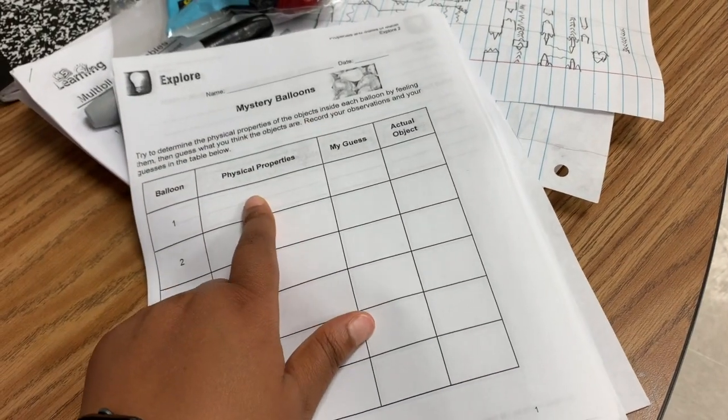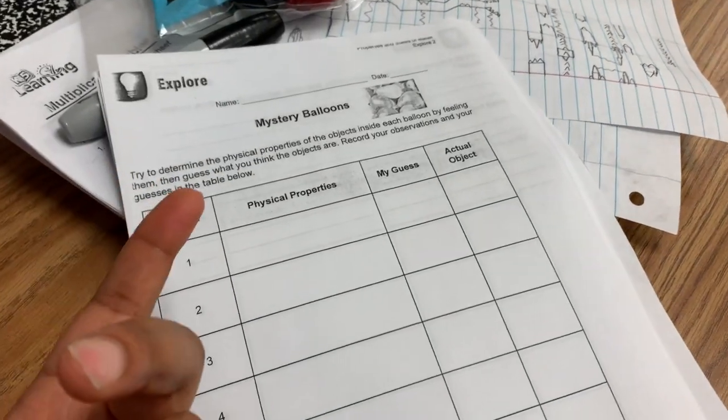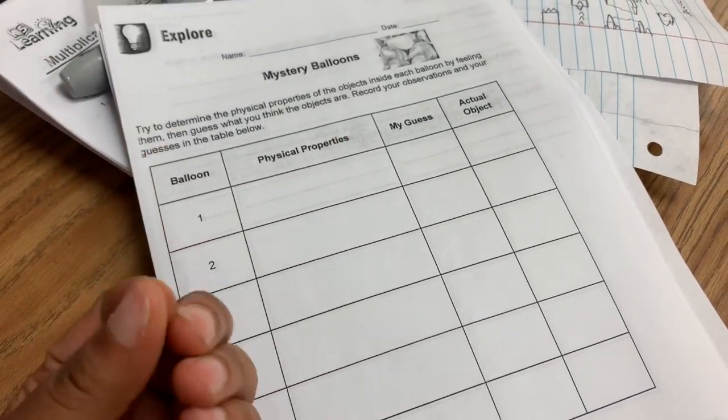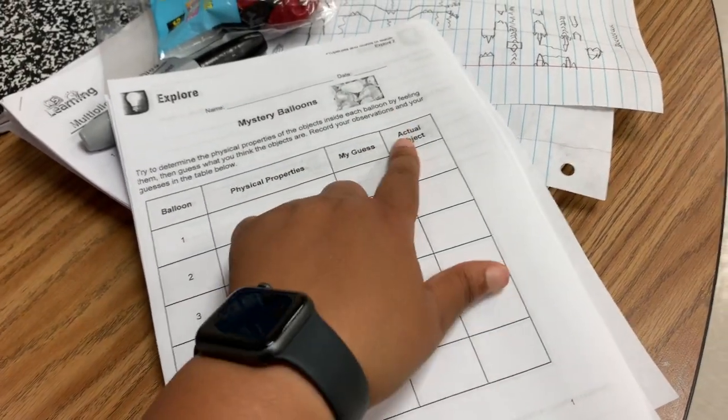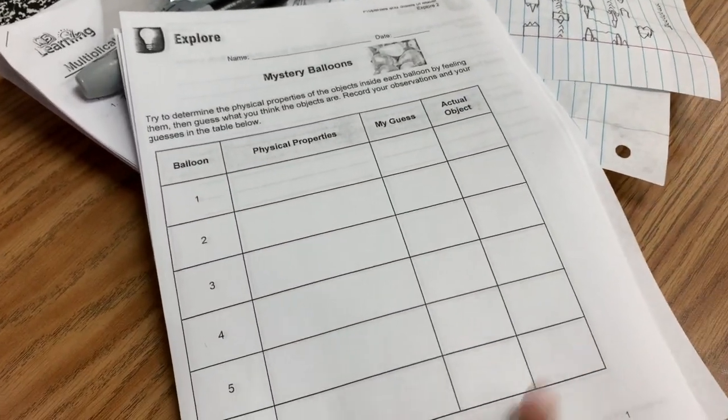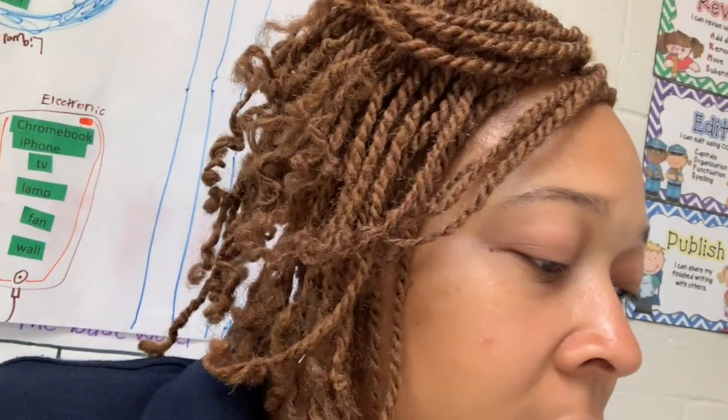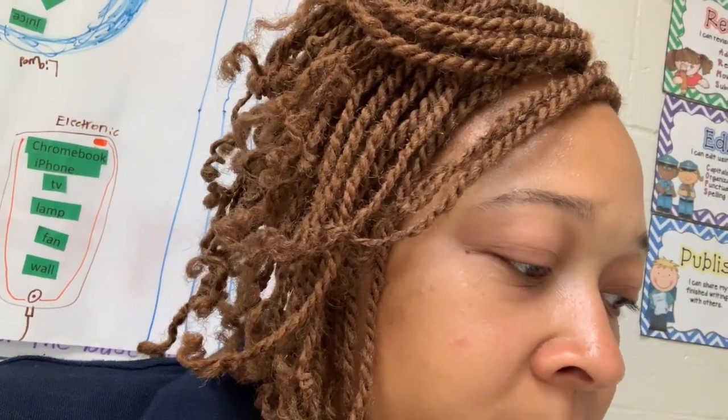They guess the physical property, like if it's a liquid, a solid, or a gas, and then they have to guess what it is. Then we'll open up the balloons later, and they will write what's actually in the balloon. So that's one of the activities we're doing today.